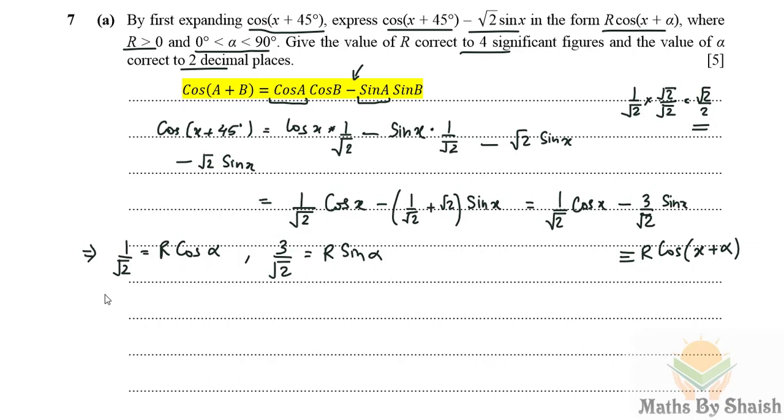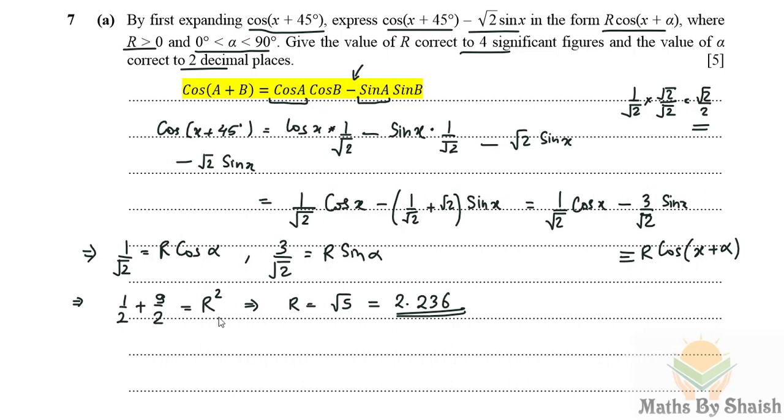From here we will square and add, we will get 1 over 2 plus 9 over 2 as r squared cos squared alpha plus r squared sin squared alpha, and we know the identity cos squared alpha plus sin squared alpha is 1 for all alpha, so we got r squared as 10 by 2, which is 5. It means r equals root 5. Since we need to give the answer to 4 significant figures, from the calculator root 5 is 2.236. This is correct to 4 significant figures.